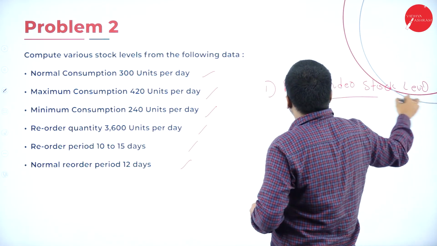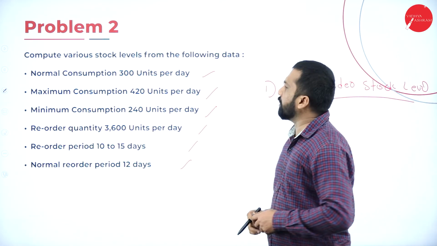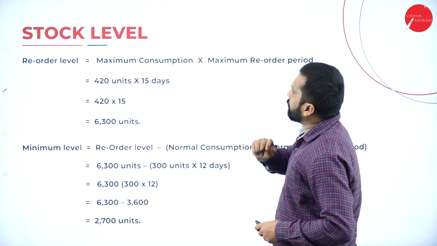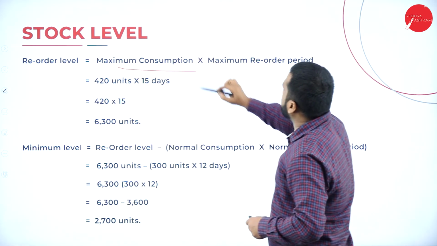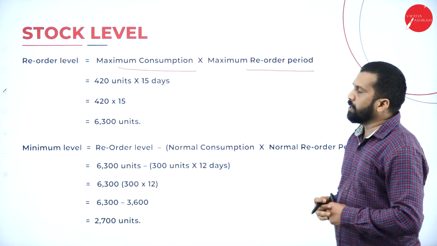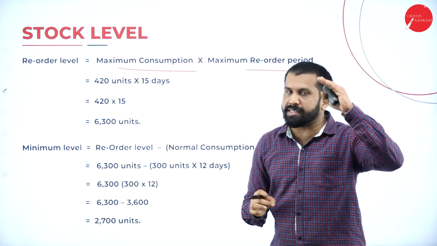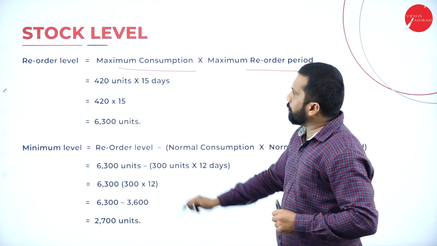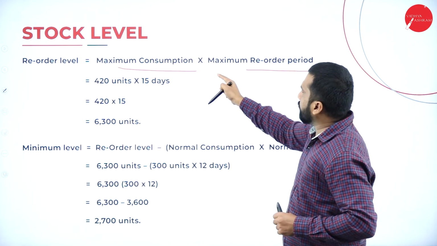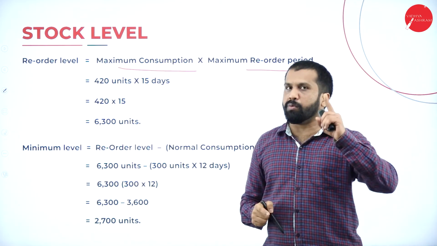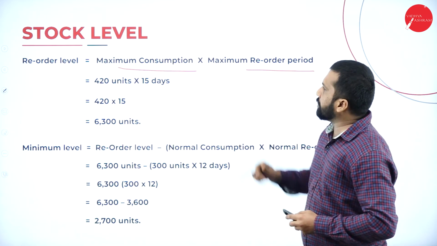We'll go for the first one. Reorder stock level. What is the formula? Maximum consumption into maximum reorder period. Write down the formula in a single sheet. So what is the formula for reorder level? Maximum consumption into maximum reorder period. One is done. What is the maximum consumption?